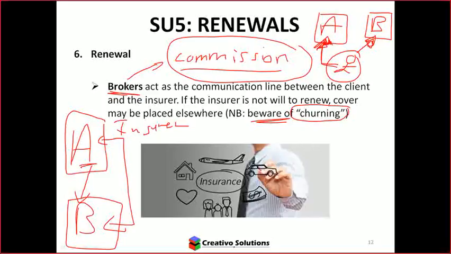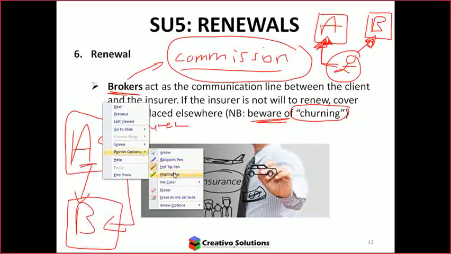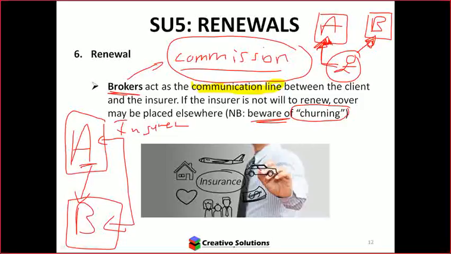Okay, so brokers act as what? The communication line. Exactly, because do we always understand what's written in those contracts? No. Sometimes those contracts are so complicated that you need someone to help you interpret and navigate that. And that's the role of the broker. They should be the ones informing you and educating you as the client to make sure you know exactly what you're getting. Because brokers should be giving you the best products as long as they're independent.